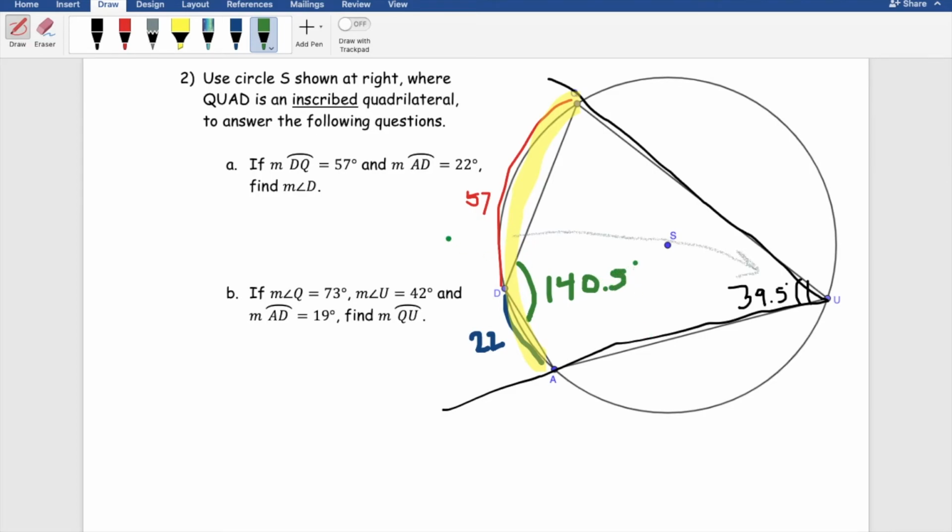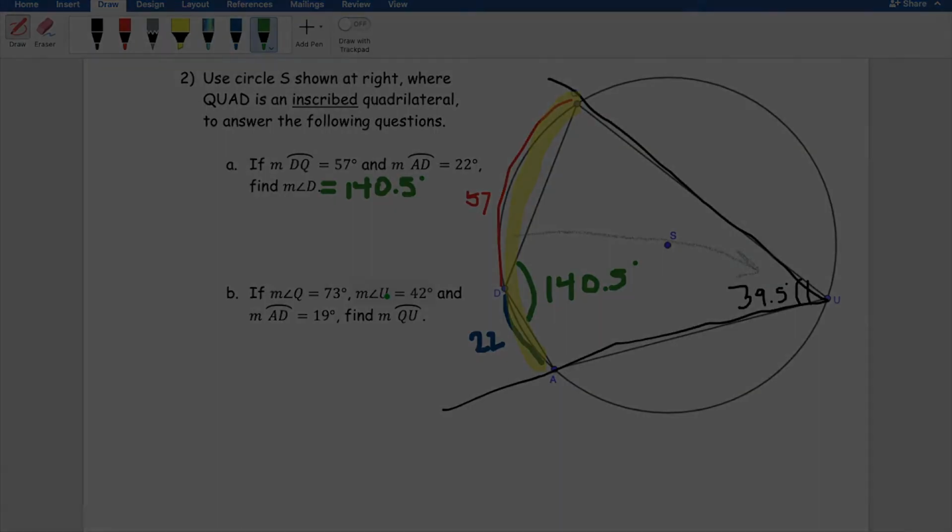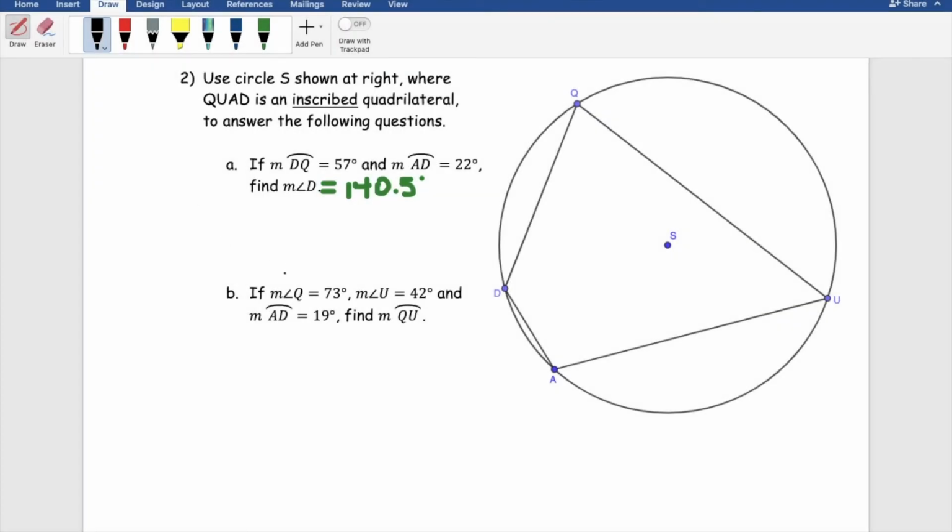140.5 degrees will give us our answer for part A, 140.5. You will have decimals as part of your answers, especially on the IXL exercises, so please don't freak out when that happens. So now we'll move on to part B, finish this off.